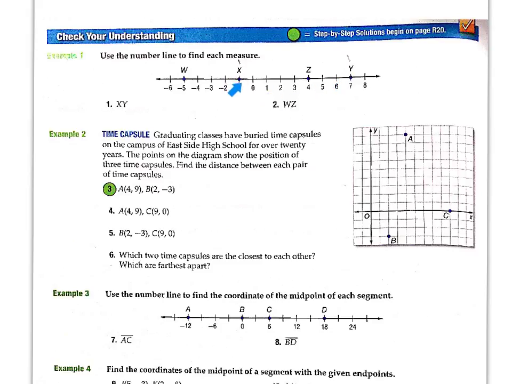Now one thing you can do is just count, but I always just think about how far is it. From -1 to 0 is 1. From 0 to 7 is 7. So 7 and 1 would be 8. So that is a distance of 8.